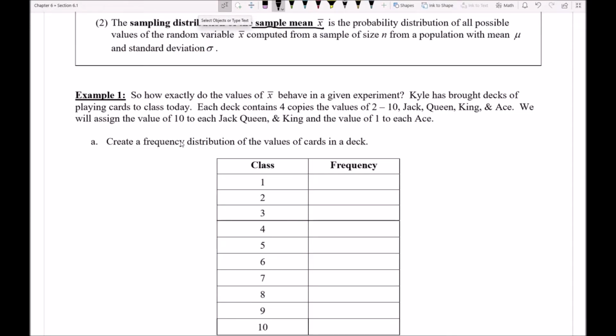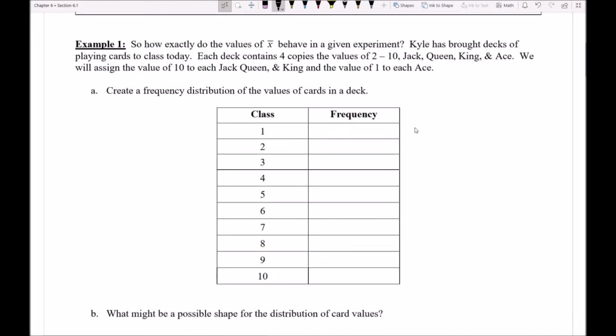So what we're going to do here is think about assigning values to all of the different cards. Let's pretend that we're going to give the jack, queen, and the king a value of 10, and we're going to give every ace a value of 1. And so what we're going to try to do here is to think about how the different values of cards are spread out throughout the deck. And we're going to create a frequency distribution of the values of these cards.